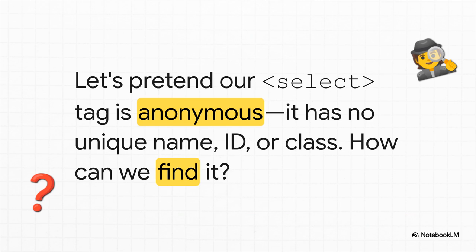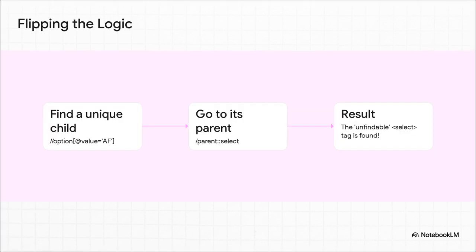So let's just imagine for a second that our main select tag, the country dropdown itself, has no name, no ID, no class. It's a ghost. It's completely anonymous. How on earth could we possibly find it reliably? We flip the logic completely. We start with something we can find. We know that one of the child options, the one for Afghanistan, has a unique value attribute AF. So we find that first.